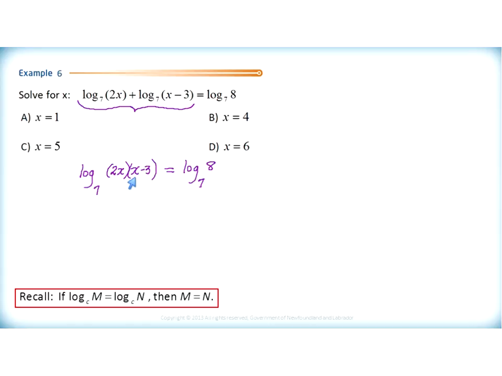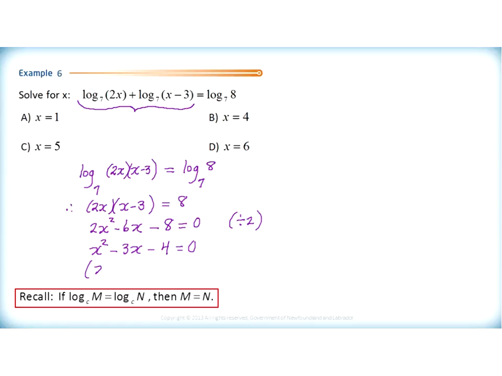If the log of m is equal to the log of n, notice that we have two logarithms are equal with the same base. Therefore, we can conclude that 2x multiplied by x minus 3 is equal to 8. Multiplying throughout, we have 2x squared minus 6x. We can bring the 8 to the left-hand side and make everything equal to 0. We can tidy up that equation by dividing throughout by 2. So we are left with x squared minus 3x minus 4 is equal to 0. This equation can be factored as x minus 4 multiplied by x plus 1 to equal 0.